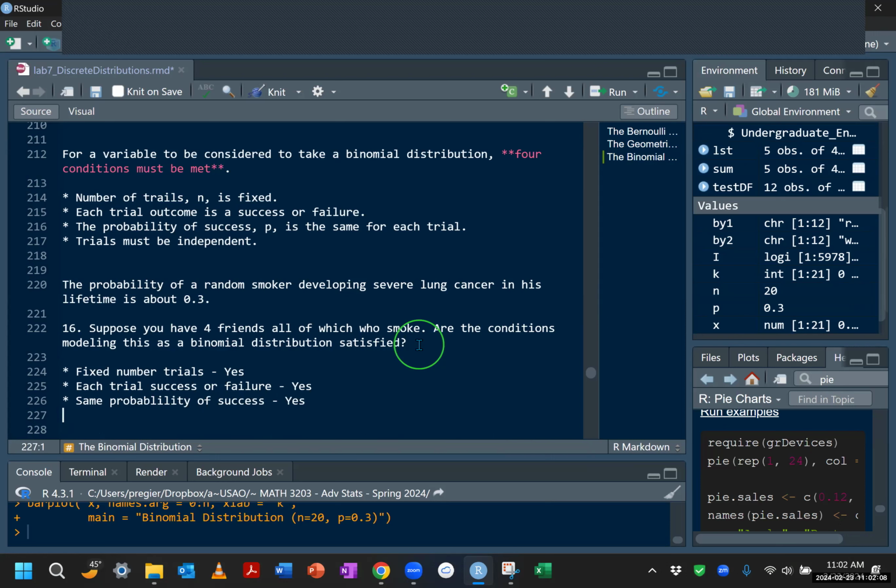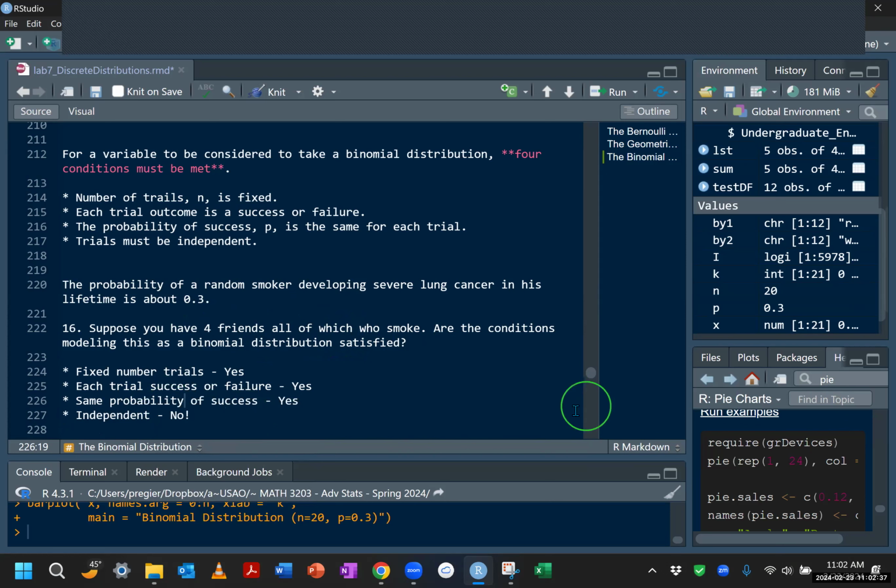What about the last one? Independence. Notice you have 4 friends. Your 4 friends are likely to share other habits, meaning they are not independent trials. You would pick someone from a potentially biased sample. So we do not have independence in this sample.